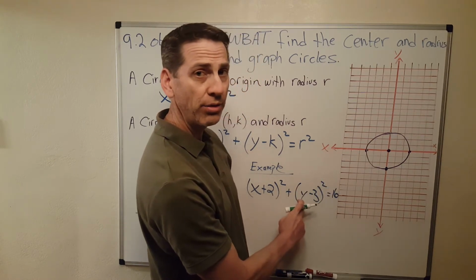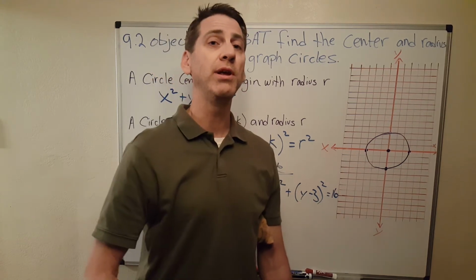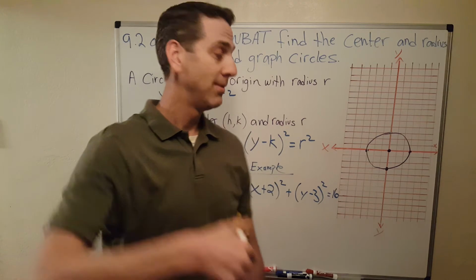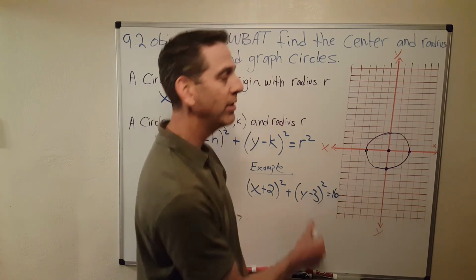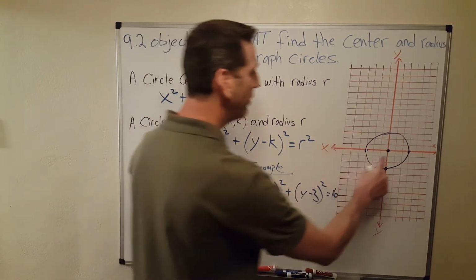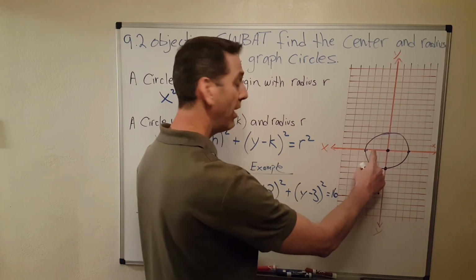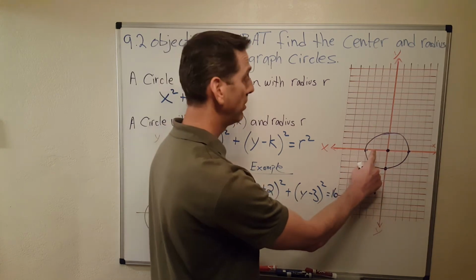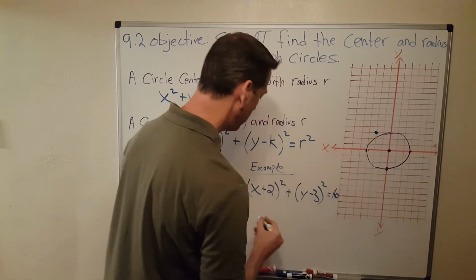Would be 3, right? 3 minus 3 is 0. So this is going to be a vertical shift of 3 up. Right? So again, just think opposite. You see a minus 3 there? Just go the opposite. It's up. All right, so I have a horizontal shift of 2 to the left, 1, 2, and 3 up, 1, 2, 3. So there's my center.